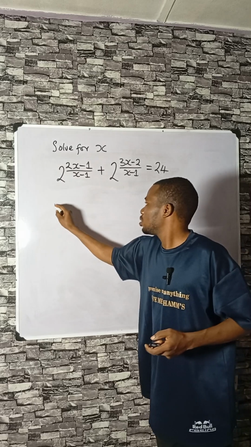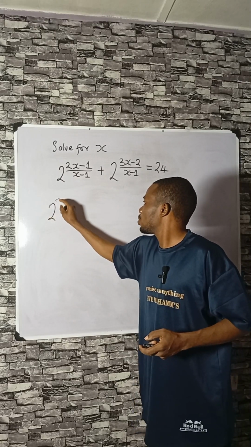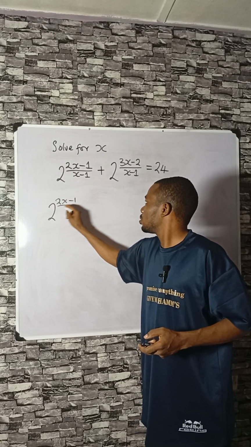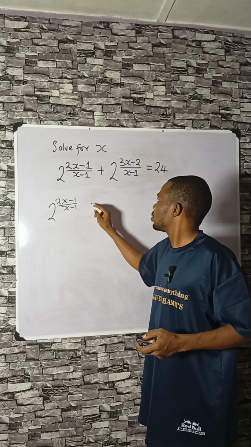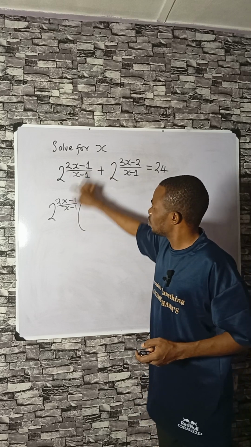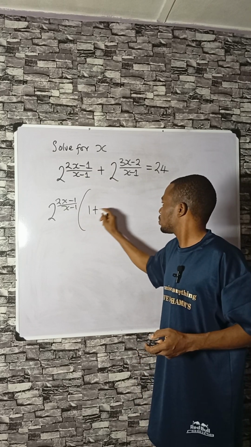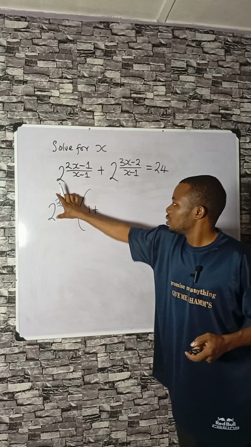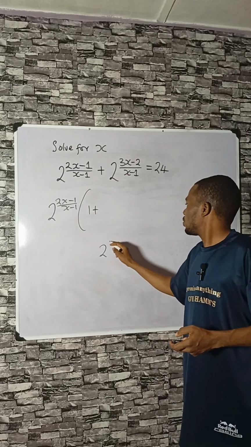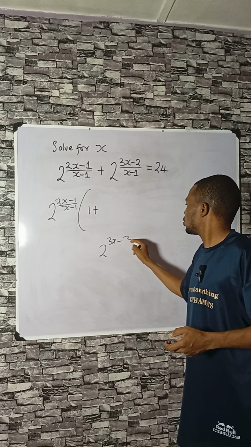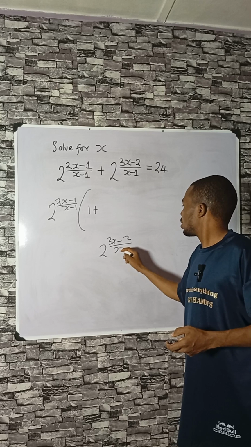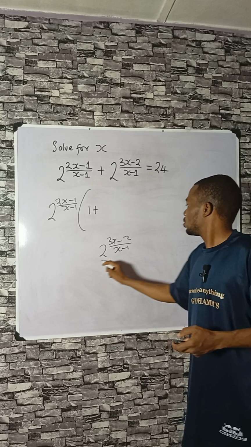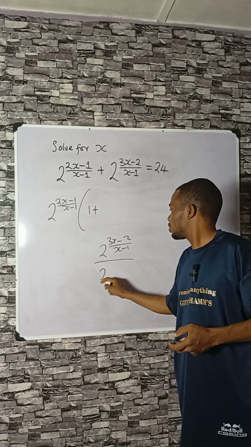Then factor out. If you check closely, 2 root over 2x minus 1 divided by this is common. So if you divide the whole of this by this, you have 1. You divide this by this. Let's see what is left there. Minus 2 divided by x minus 1. Then we divide by this.